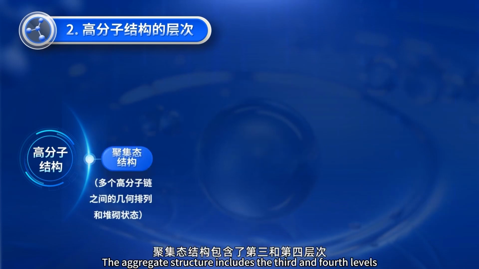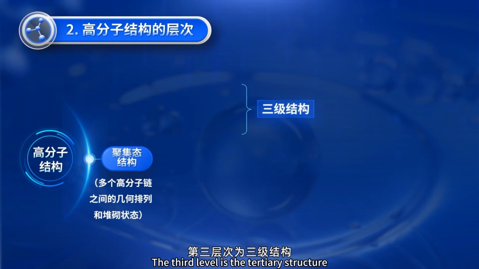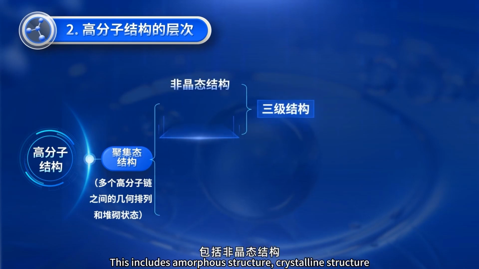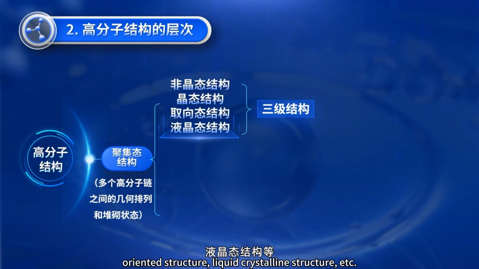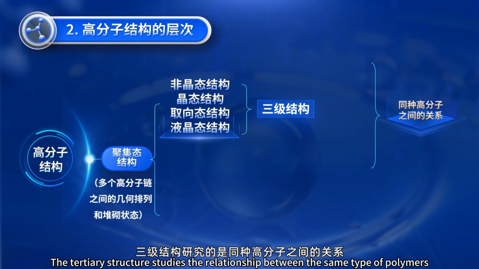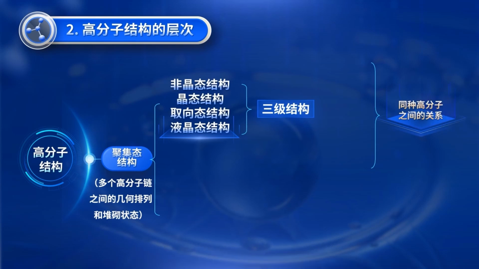The aggregate structure includes the third and fourth levels. The third level is the tertiary structure. This includes amorphous structure, crystalline structure, oriented structure, liquid crystalline structure, etc. The tertiary structure studies the relationship between the same type of polymers.